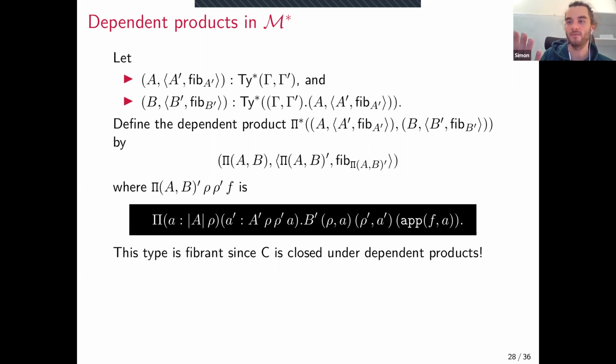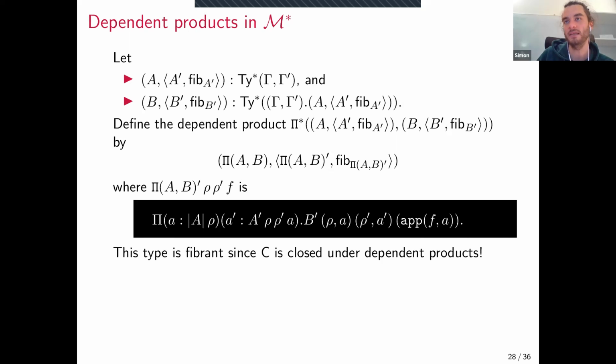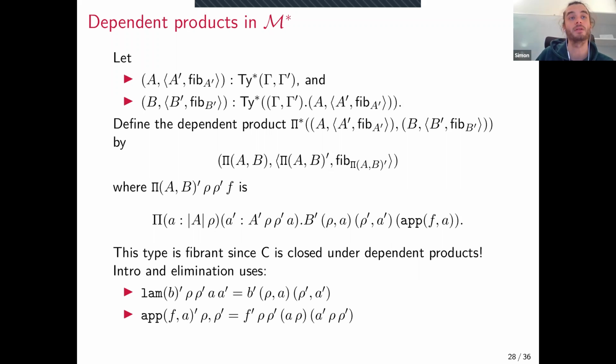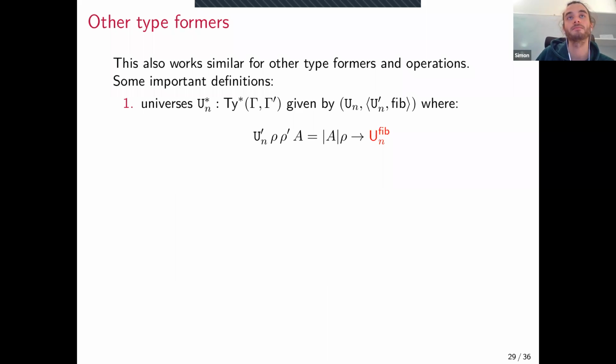So we know that fibrancy is closed under pi types in this case. So this is always more or less automatic because we know these facts about the standard model. And then we can also define lambda and application this way. I guess I cannot go through all of this, but you can also define the universe. The computability predicate of the universe is just functions into the fibrant universe here.